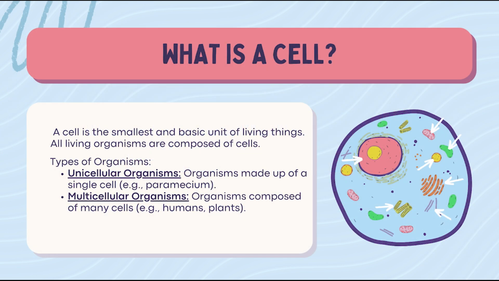A cell is the smallest unit of life, the building block of all living things. Some organisms, like the paramecium, consist of just one cell, and these are called unicellular organisms. Others, like us humans or trees, are multicellular, made up of many specialized cells working together.